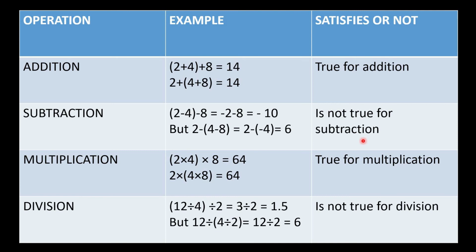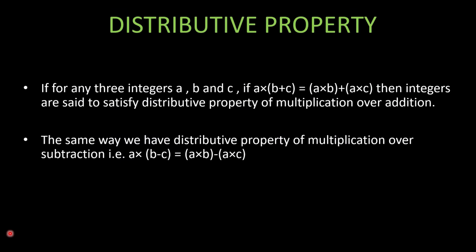Clear? The property is true for multiplication as well. तीन इंटीजर्स को कैसे भी मल्टीप्लाई करो, किसी भी ऑर्डर में मल्टीप्लाई करो, the answer will be the same. 2 4s and then multiply by 8, 64, और 4 8s is 32 and then with 2, so 64. Same way, the property is not true for division as well. That means the property is true only for addition and multiplication. Clear? The last property for today is distributive property.